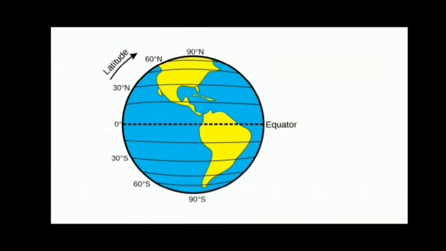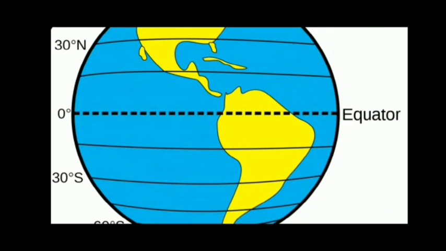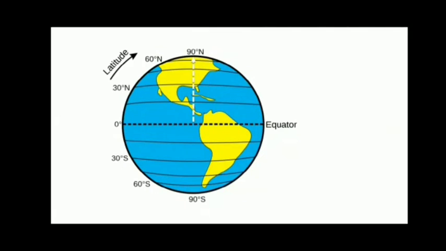All parallel circles from east to west are parallels of latitude. They are measured in degrees. The equator represents 0 degree latitude. The distance from the equator to either of the poles is 1/4 of a circle round the Earth. It will measure 1/4 of 360 degrees, that is 90 degrees. 90 degree north latitude marks the North Pole and 90 degree south latitude marks the South Pole.